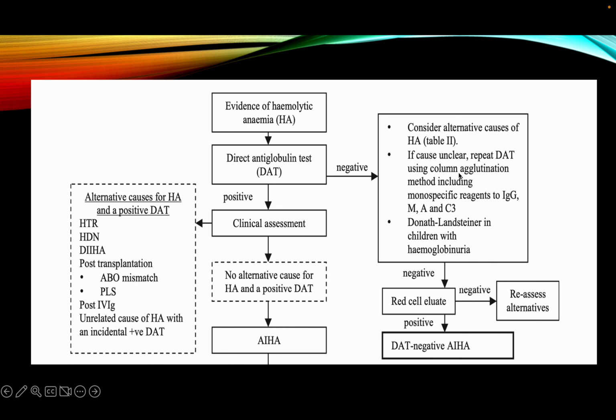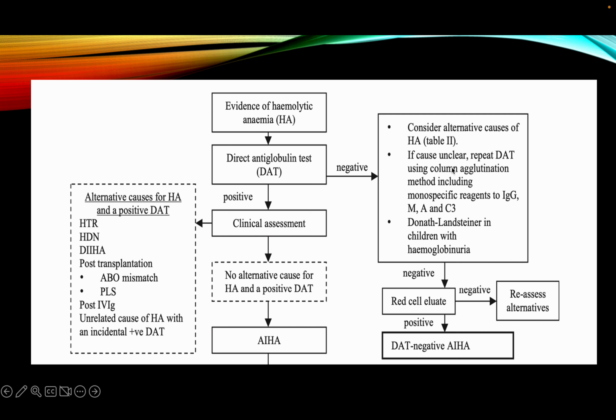If you are still suspecting autoimmune hemolysis, there is one more method where you use the column agglutination method. You should repeat the test with the column agglutination method, including all the monospecifics. Generally, in the direct antiglobulin test you only check for IgG plus C3. Only if IgG or C3 related hemolytic anemia is there will it be detected. That is the more common antibody, which is why they check only IgG plus C3.